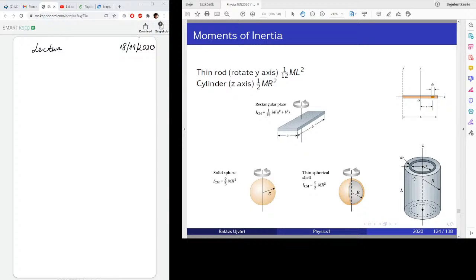Alright, let me ask the others. For example, the drawing I did right now, do you see it and can you understand how to calculate the rotational kinetic energy for a cylinder? Alright.